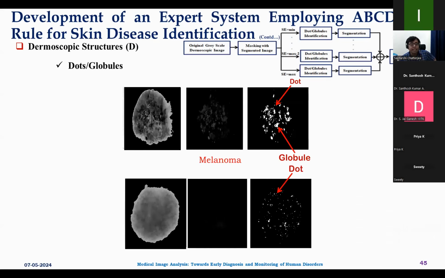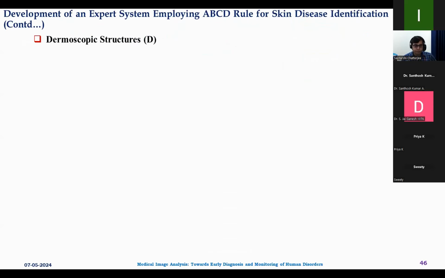Now you can see in the malignant lesions, the globules will be much more dominating, and obviously the area covered by these dots and globules will be more compared to the non-malignant lesions, right? So this is the information the doctors look into, and we have quantified whether the dots and globules are present or not. If they are present, what is the area covered by the dots and globules in that particular lesion area.